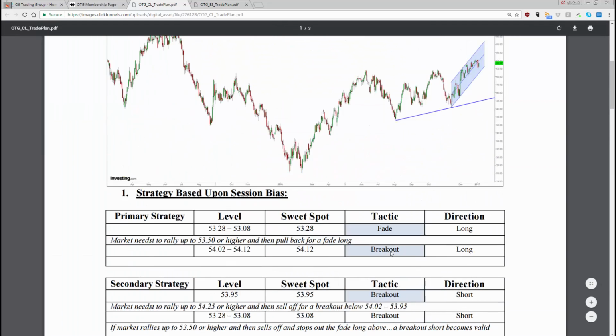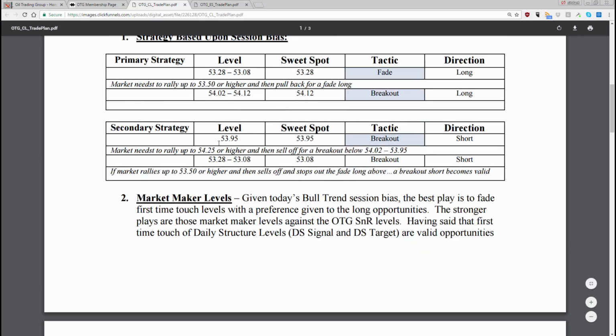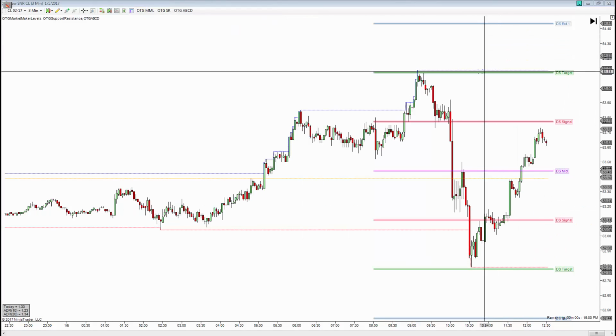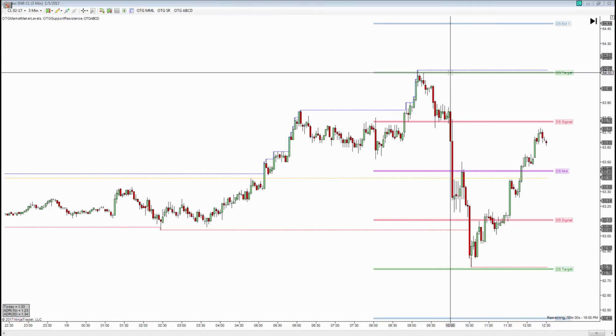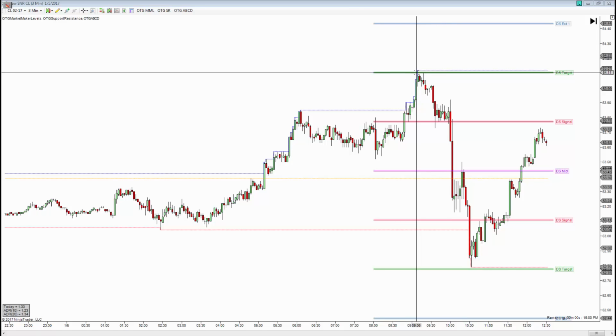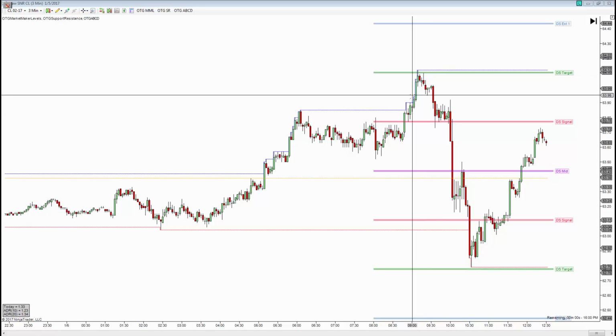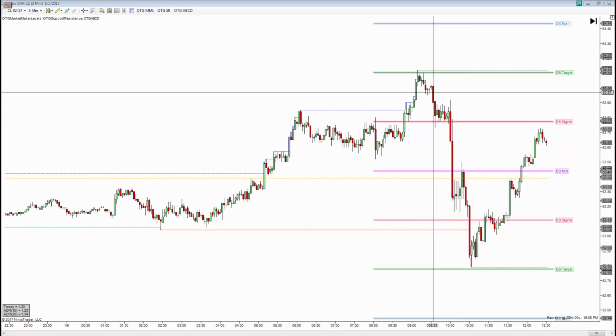So if you take a look at today's daily trade plan, one of the things that we talked about in the room today was that there was a possibility for a short right around 53.95. We said that the market needed to go to 54.25 or higher and then sell off for a breakout down below that area. What we talked about in the room, though, is we did have our market maker level form up here today at 54.10. That is the market maker level. So what we were talking about in the room today is that 54.25 was not going to need to be hit or higher. That 54.10 daily structure target market maker level was going to be enough, and we would be looking for a short opportunity underneath that.